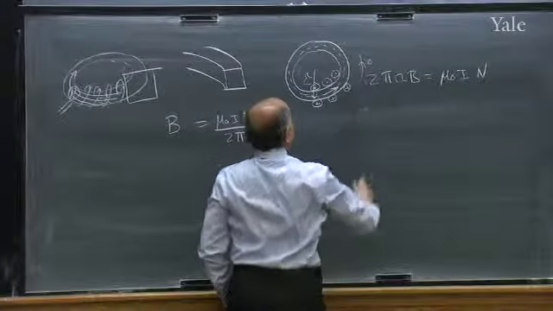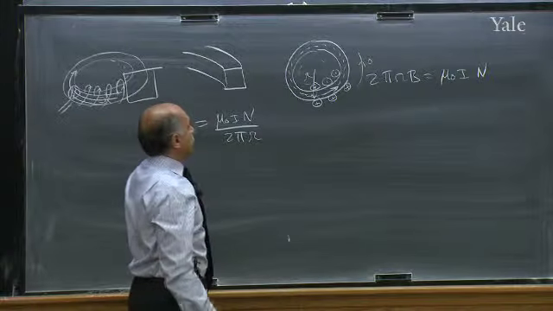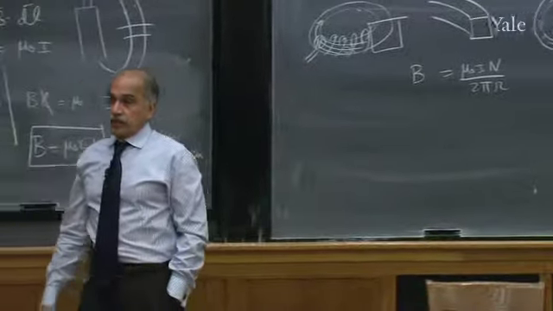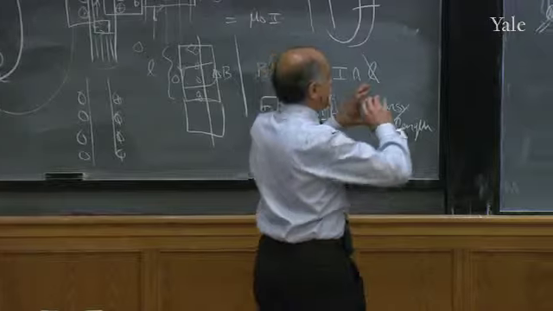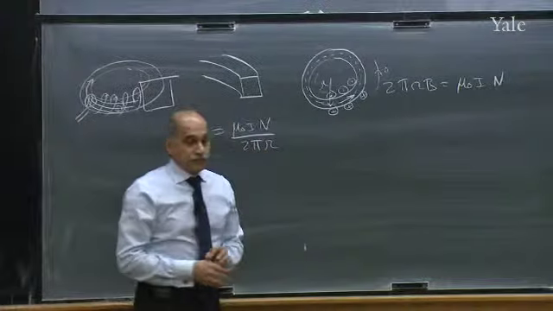Outside the outer rim, you will get 0, because any loop you draw on that contour will intersect equal and opposite numbers of incoming and outgoing currents. So B is going to vanish outside the donut, and it's going to be non-zero right inside the heart of the donut, and the strength will be this.